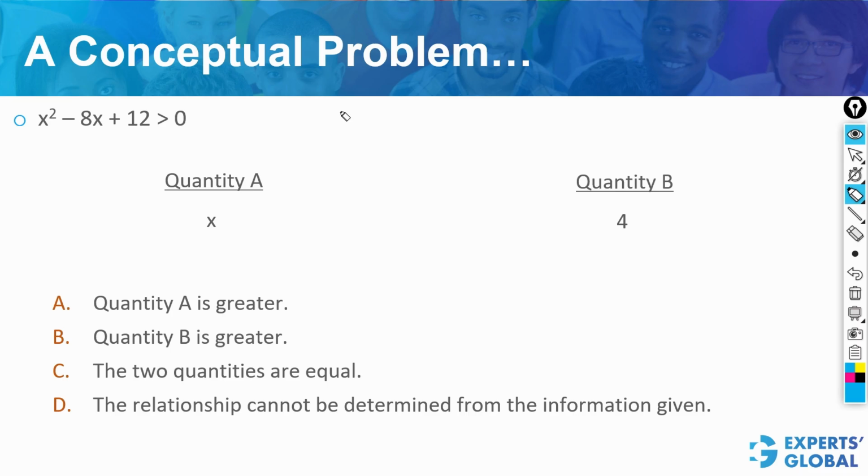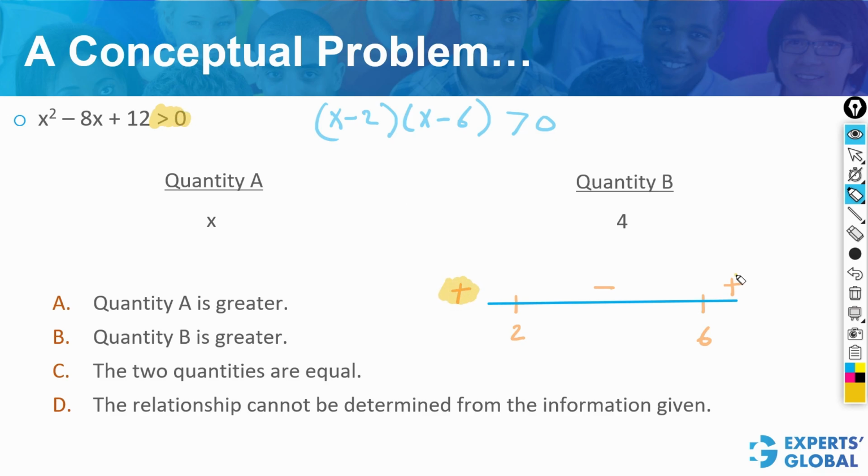The expression factorizes into x minus 2 times x minus 6 greater than 0. Nodes on the number line turn out to be at 2 and 6. Values of the expression become positive, negative, and positive in these areas. It's mentioned that the value of this expression is positive. Therefore, x must be less than 2 or greater than 6. In this area, quantity B is greater, whereas in the other area, quantity A is greater. We have been able to get contradictory answers. Therefore, D is the correct answer choice.